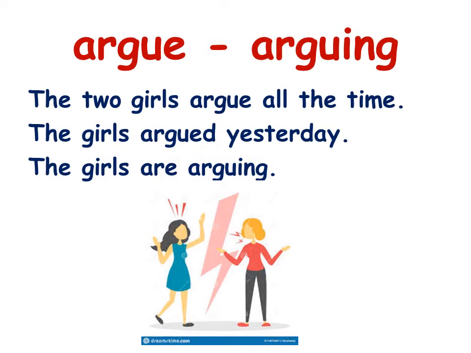Okay, the two girls argue all the time. The girls argued yesterday. This is in the past tense. This already happened. The girls are arguing. So, the two girls argue all the time. The girls argued. This already happened. The girls are arguing. This means that it's happening right now.